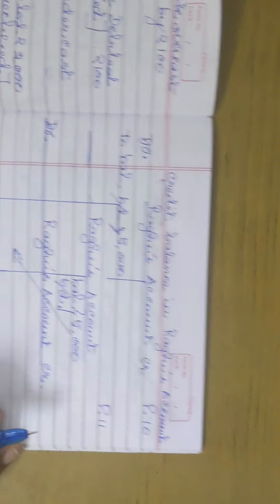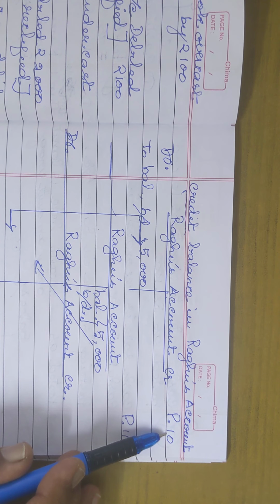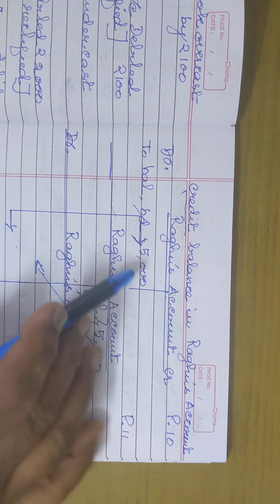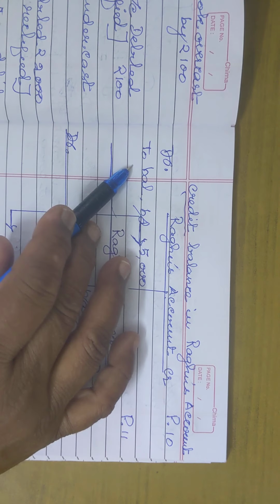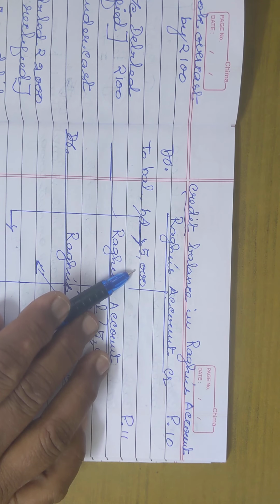So, I have explained it here. If Raju's account, suppose we assume that it is on page number 10, the balance brought down. Balance brought down, which side does it appear? It is called in that name. It is debit balance. So debit balance of 5,000.